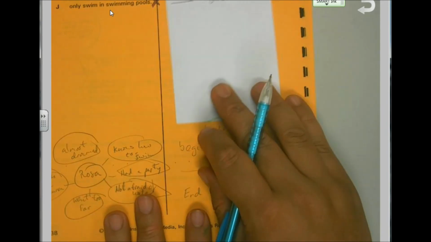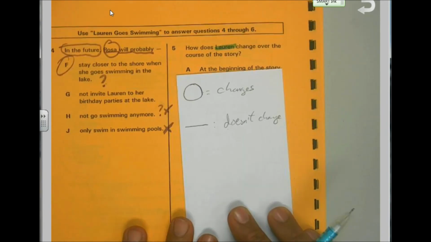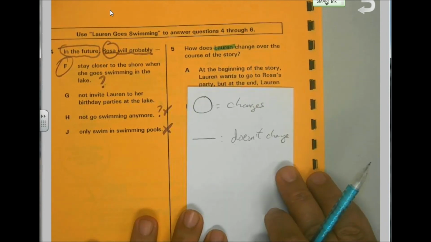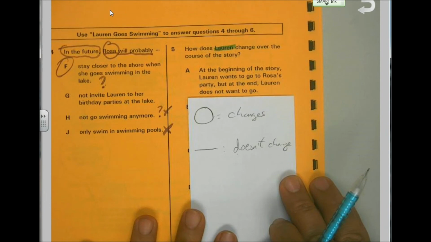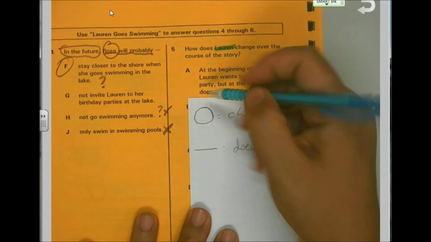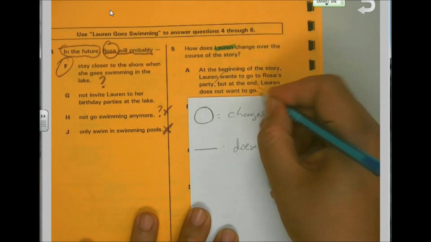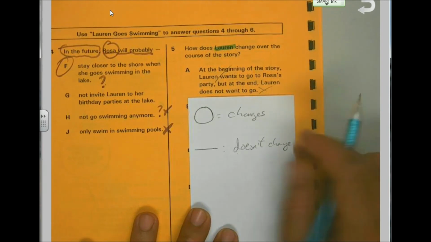For example, Rosa didn't change at all. She's the same person at the beginning, same person at the end. So she's a flat character. But Lauren is a round character. Lauren did change. Now, let's see the answer choices. Okay? At the beginning of the story, Lauren wants to go to Rosa's party, but at the end, Lauren doesn't want to go. So, this is true. She does want to go, but this is false. So, no.